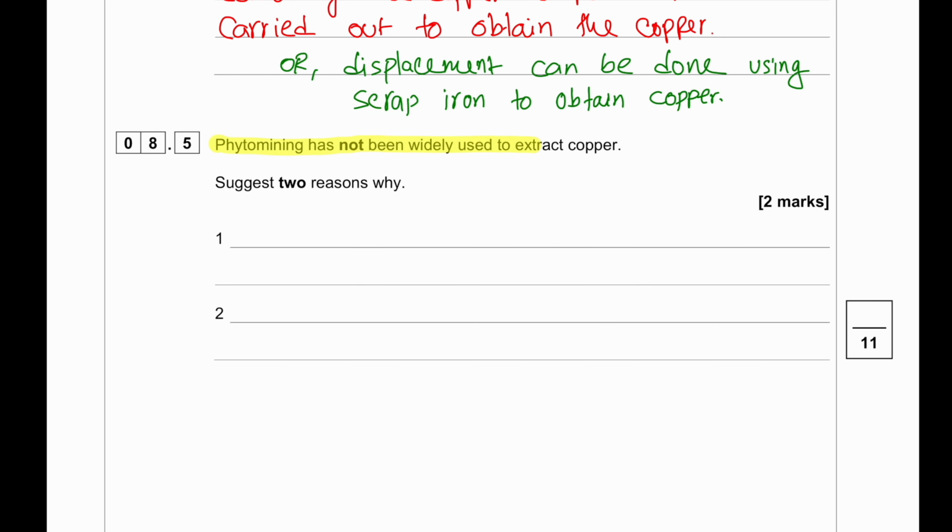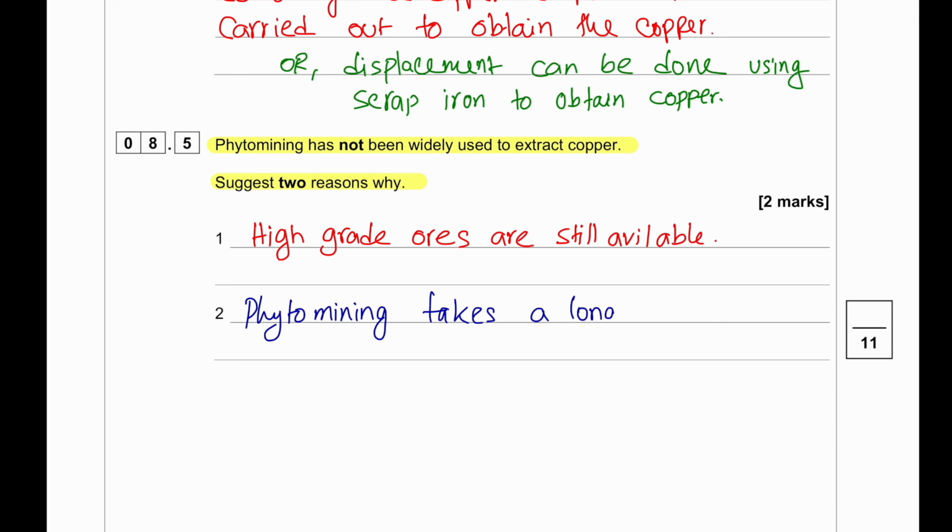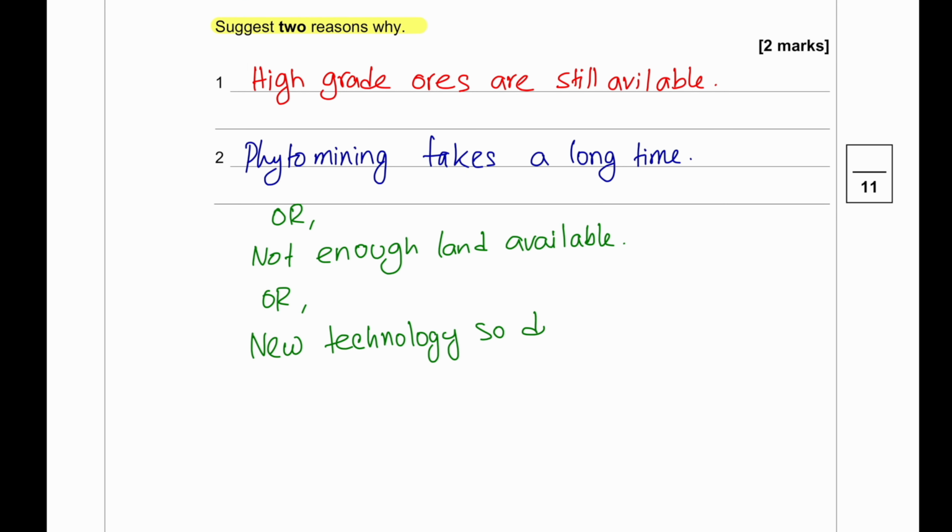Phytomining has not been widely used to extract copper. Suggest two reasons why. Since high-grade ores are still available, there is not enough land available for doing phytomining. And phytomining takes a long period of time and it's a relatively new technology.